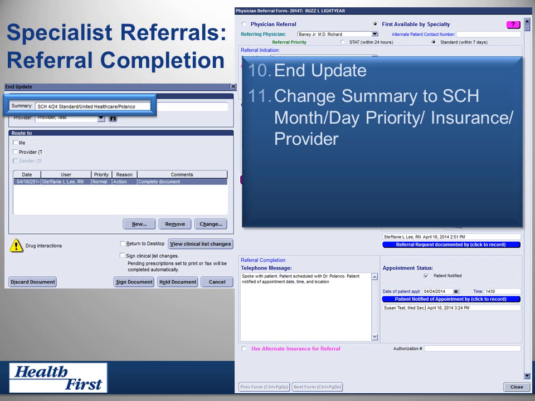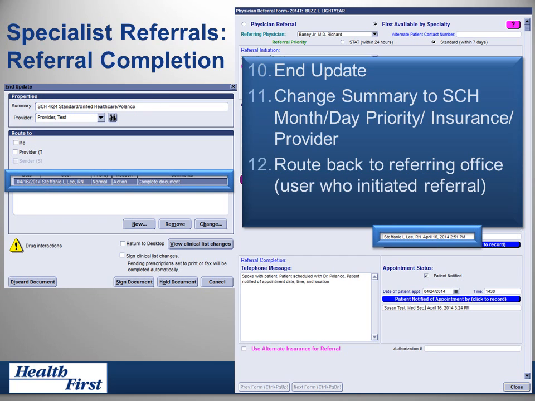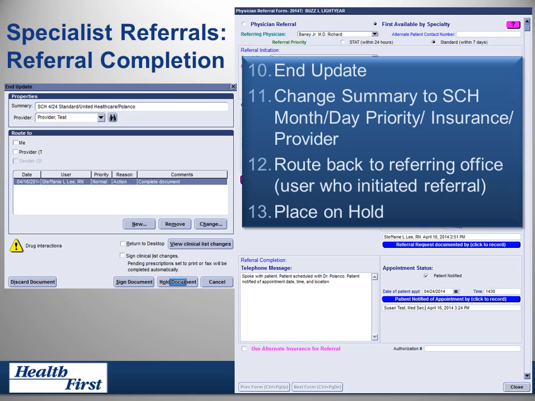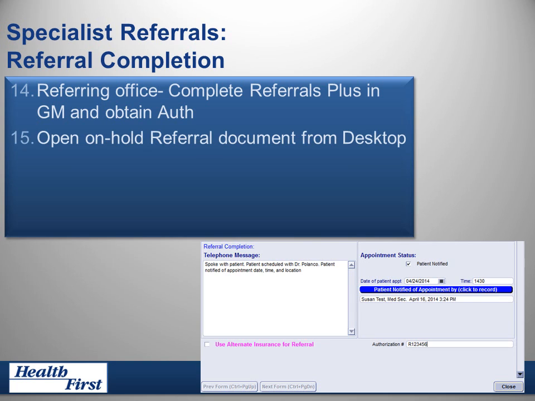If the first available specialty was entered as the provider, you will now change this to the name of the provider the patient was scheduled to see. You will route the document back to the referring office, that is, the user who initiated the referral, and place the document on hold. For referring office staff, you will complete the Referrals Plus form in Group Management and obtain authorization. Please note this step can be completed at any time during the process once the receiving provider is known.